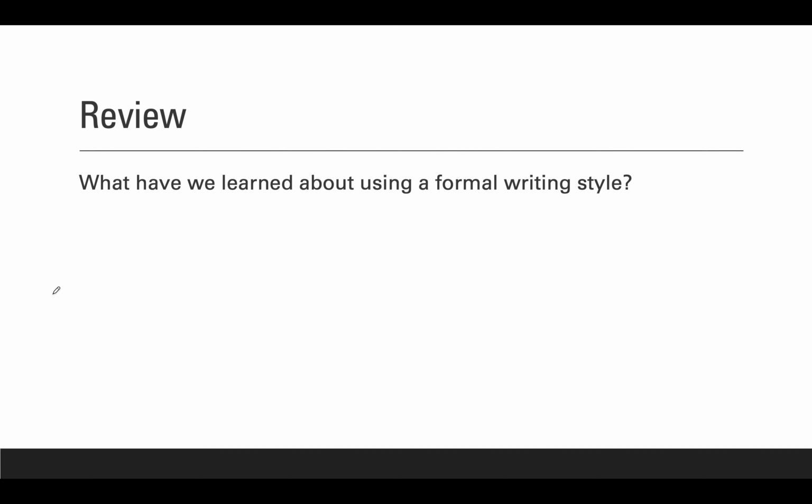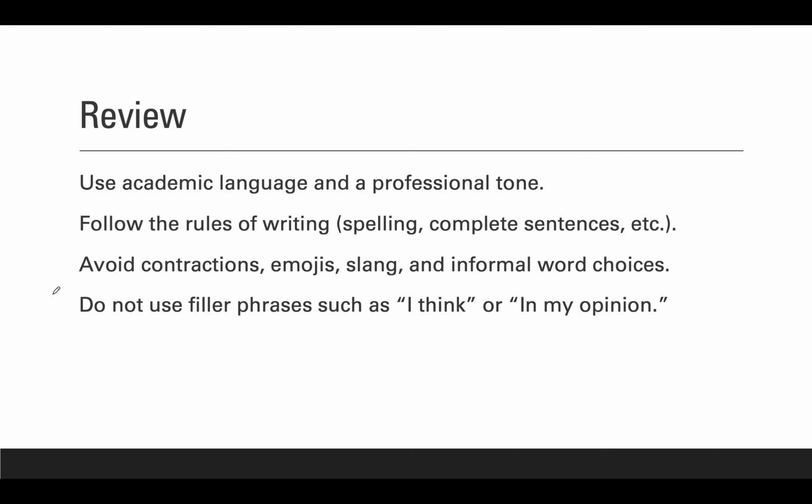So just to review quickly, what have we learned about using a formal writing style? Well, we've learned to use academic language and a professional tone. We've learned to follow the rules of writing, so spell the words correctly, spell out words, don't abbreviate, use complete sentences, avoid contractions. Instead of "won't," we say "will not." Don't use emojis or slang or informal words. And also don't use filler phrases like "I think" or "in my opinion." You can just remove those.